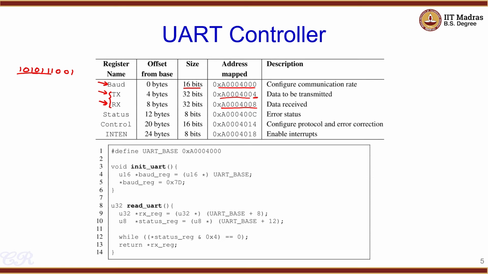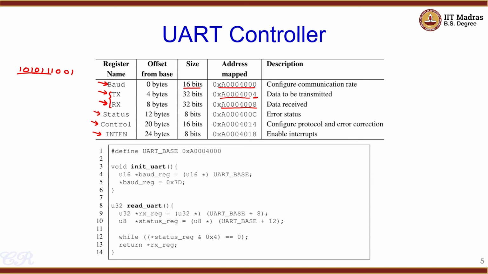Okay. Now, in addition to this, we have other registers like the status register, the control register, and the enable interrupt register, right, and their functionality is similar to the baud, TX and RX, right. The status register, for instance, is used by the CPU to identify if there was a problem or an error that has occurred during the communication through the serial by the UART controller. The control register is used to enable some kind of communication protocol, to enable error correction and things like that, right?